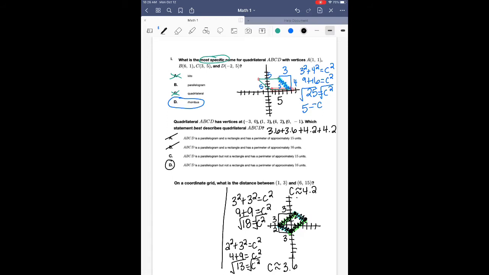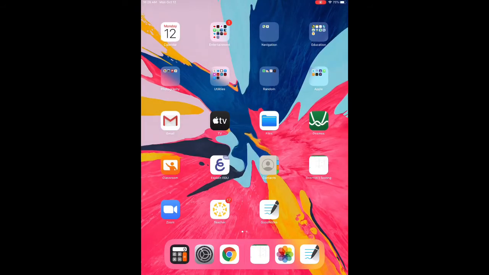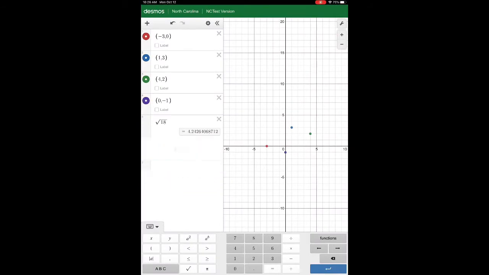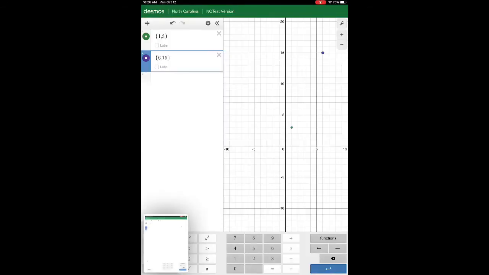All right, so for this particular problem, it says, what is the distance between these 2 points? So I have (1, 3) and (6, 15). You can plot that. I'm just going to look at it on Desmos. I'm going to take a screenshot and add this.